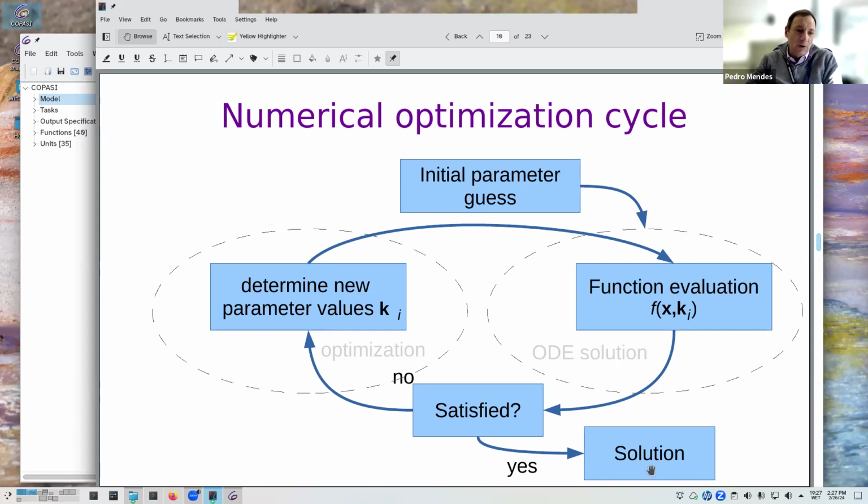And if we're satisfied, we stop. And if we're not, we go again and change the parameter values. And hopefully this will start getting the error smaller, and at some point we converge to a solution. This is how all the algorithms work.